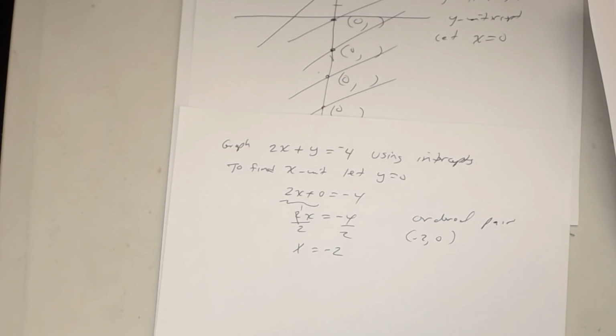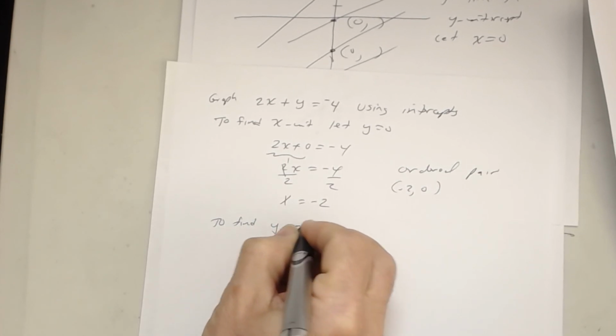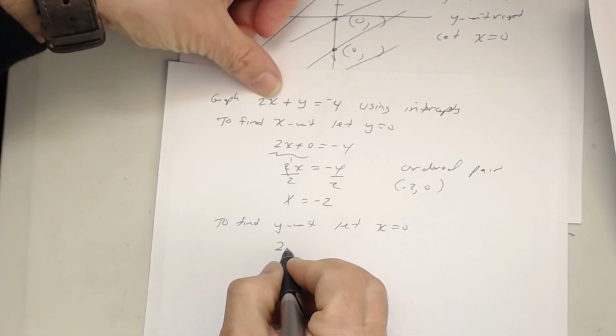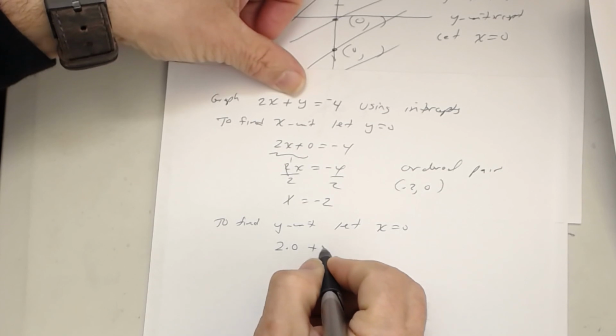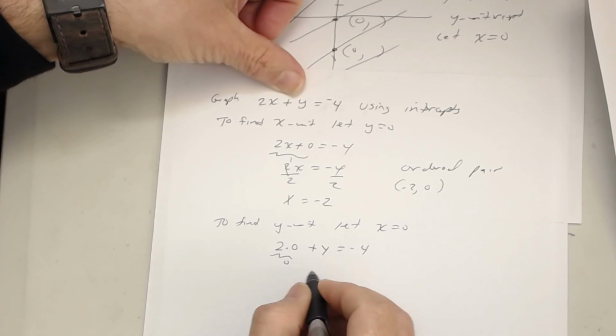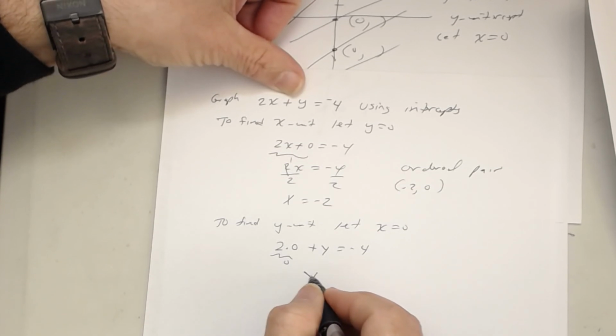So you're done. You just need one more point. And it's going to be which intercept? I found the x. Which intercept do I need to find now? The y. All right. So here's what you say. To find the y-intercept, you're going to let x equal 0. So this time, wherever you see the variable x, what do you plug in? 0. All right. So I say 2 times 0 plus y equals negative 4. What's 2 times 0? And what's 0 plus y? Not 2y. It's just y, right? 0 plus y is y.